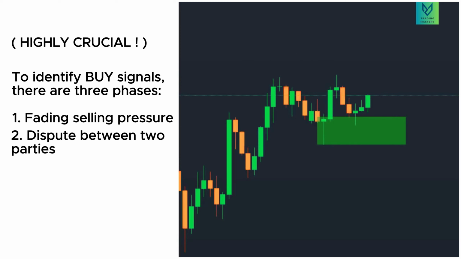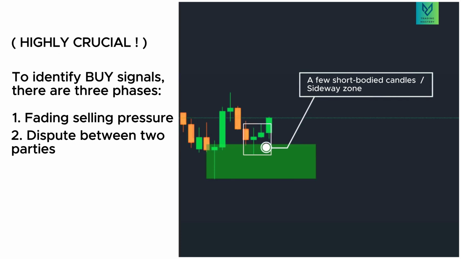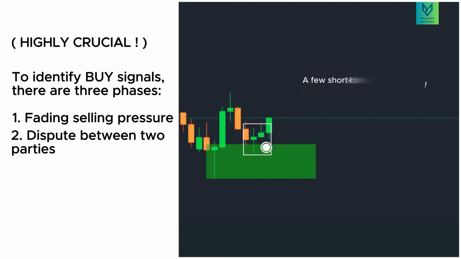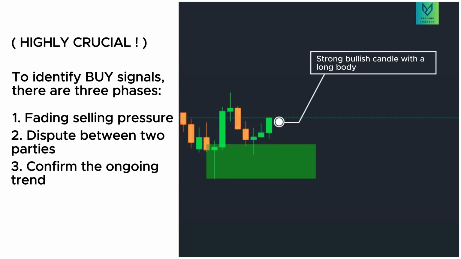The second phase is the battle between buyers and sellers. For candles, it could be a few short candles with unclear small bodies in this phase. It's advisable to have more than two candles for clarity. For waves on a smaller time frame, it could potentially represent a sideways price phase. The third phase is the confirmation of the ongoing trend. After the consolidation phase, a long-bodied bullish candle will emerge.